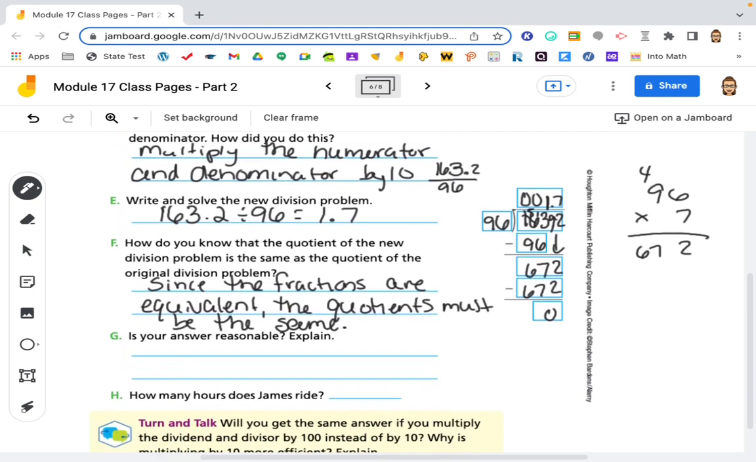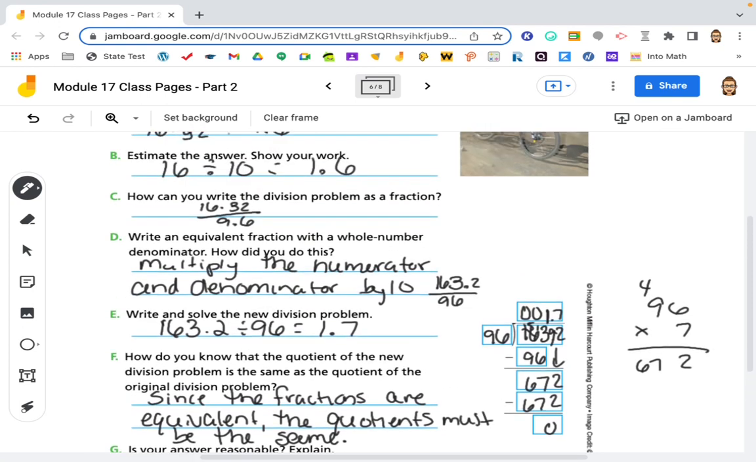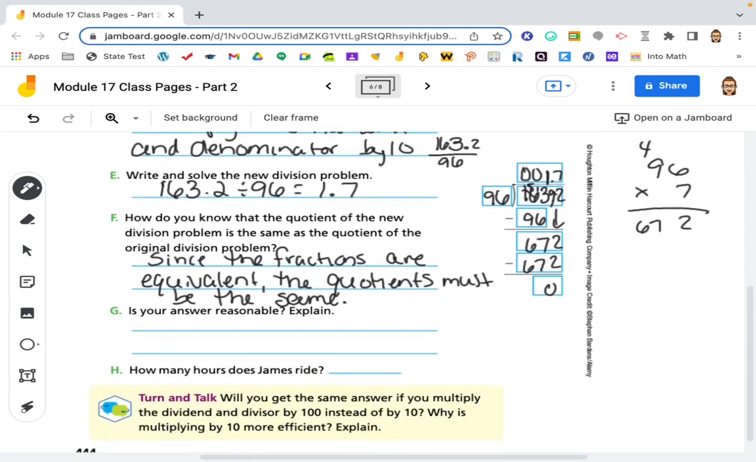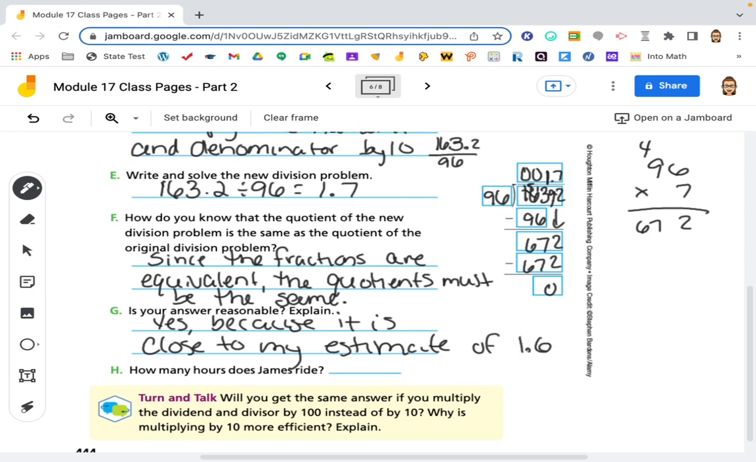So is my answer reasonable? Yes, because it is close to my estimate of 1 and 6/10. So how many hours does James ride? 1 and 7/10 hours.